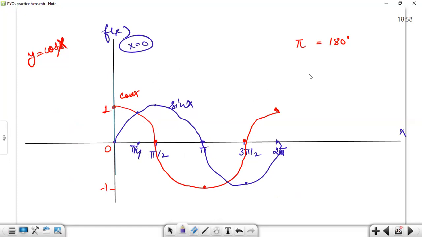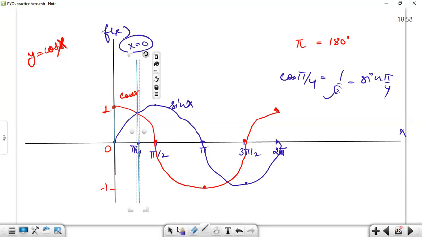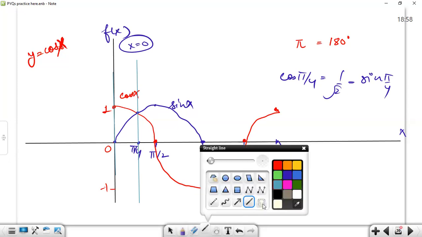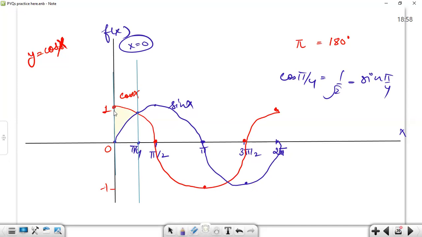Why? At pi by 4, what is the value of cos pi by 4, and what is the value of sin pi by 4? Sin 45 and cos 45 are both 1 by root 2, so they have the same value at this point. So this should be our line. Now the area bounded by sine x, cos x, and these two lines is this area, where the line is here, cos x and sine x are here, and this line touches this area at a single point, right?